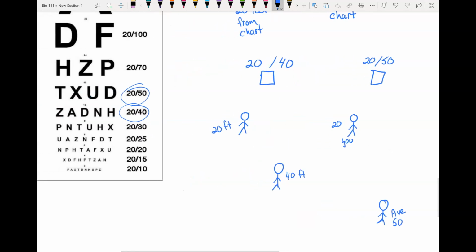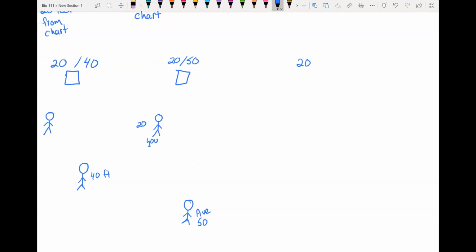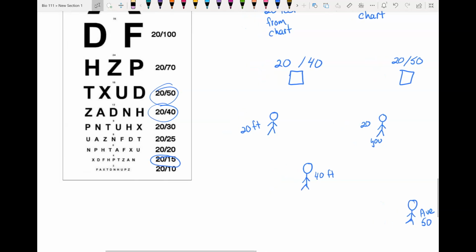Let's look at something above average. Let's look at like the 20/15. If your vision is 20/15, here's the chart. Here's you, 20 feet away. Notice you are always 20 feet. The first number doesn't change. The average person has to be up here at 15 feet in order to read that line. So you can stand 20 feet away and read this line. The average person has to step forward 5 feet and get closer to the chart in order to read that same line.